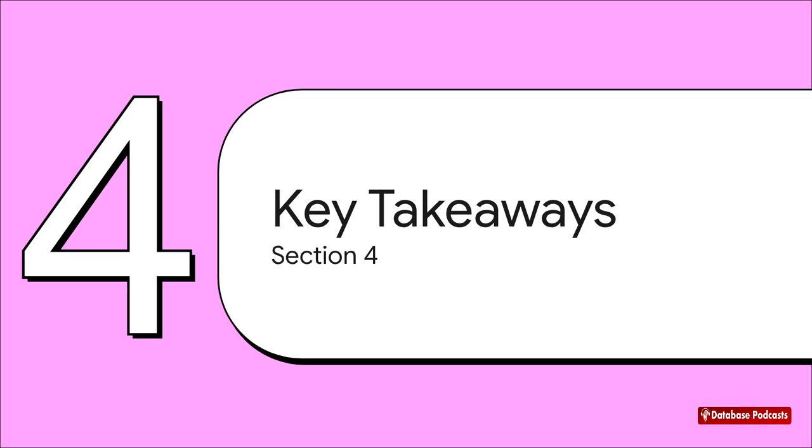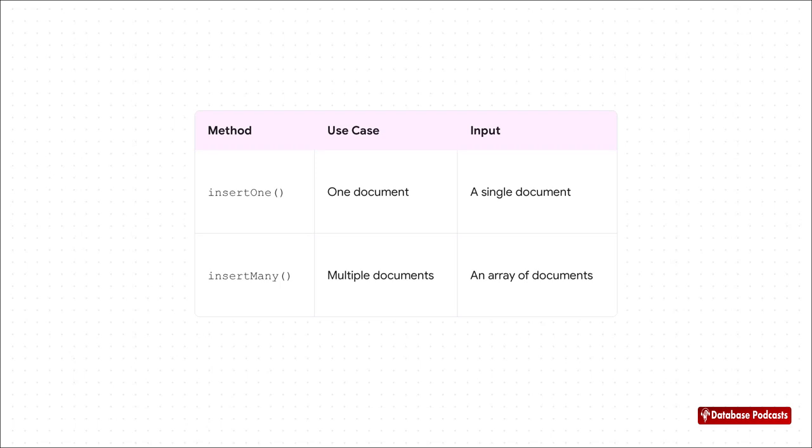Phew, okay. So, after all that, what are the big things you really need to walk away with? Let's boil it all down. It really just comes down to these two methods, right? insertOne is your go-to for a single document. But the second you have more than one, you should be reaching for insertMany. Passing an array isn't just about writing cleaner code, it's way faster because you're making fewer trips to the database.